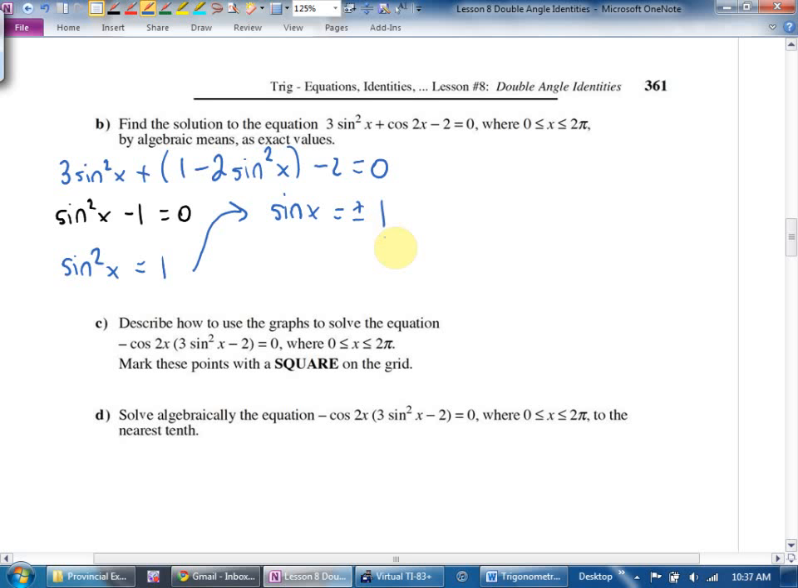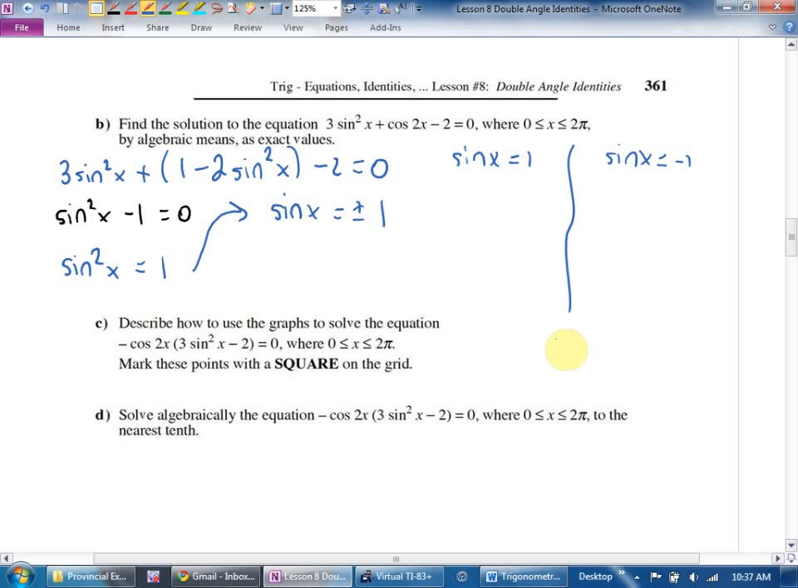Here's what I get. Sine x equals 1. Sine x equals negative 1. Alarm bell, right? 1s and negative 1s means this is not going to be cast rule. This is not going to be special triangles. This is going to be either unit circle or the graph. What do you want me to use, the unit circle, or do you want me to just sketch the graph? Oh, let's sketch the graph then.